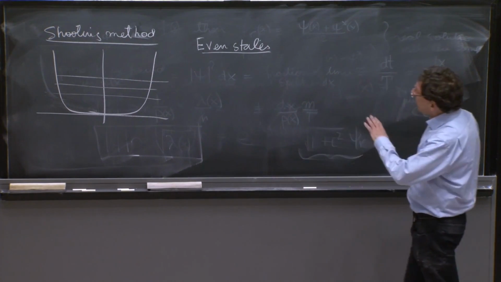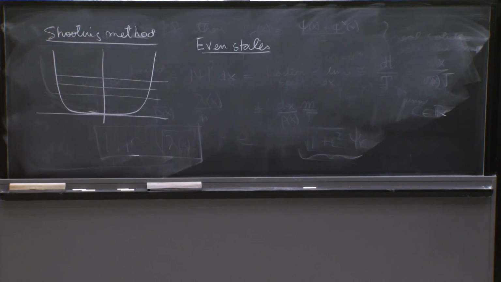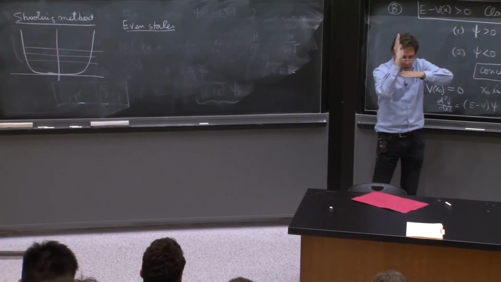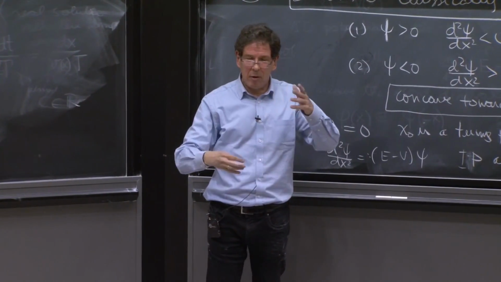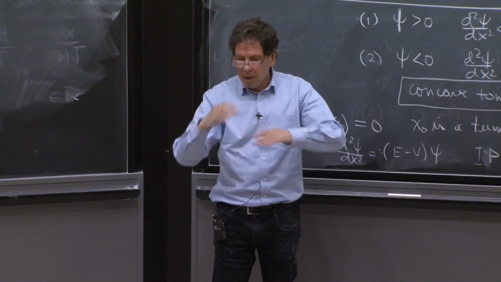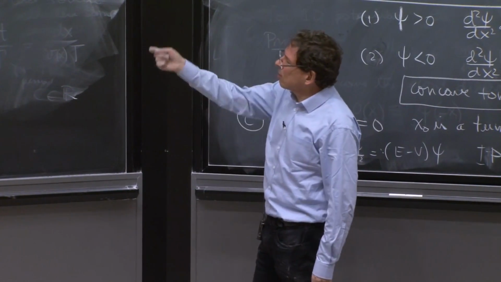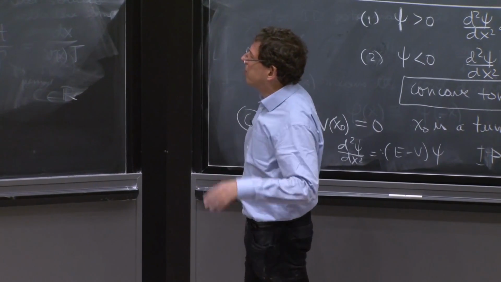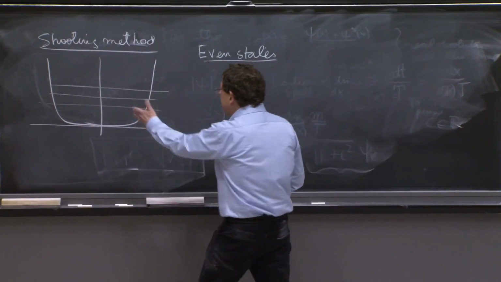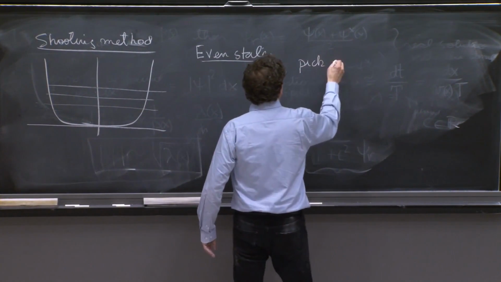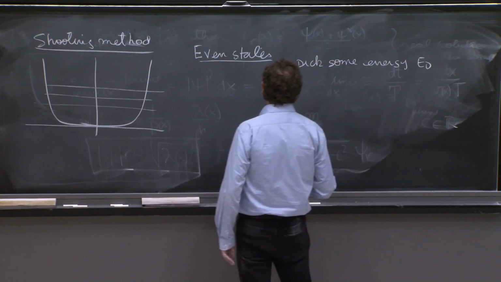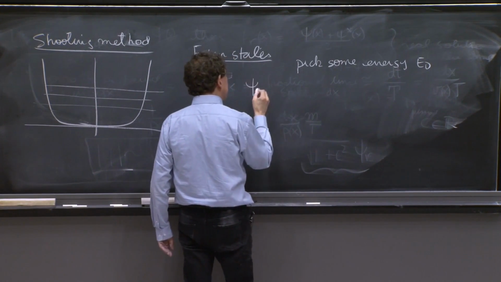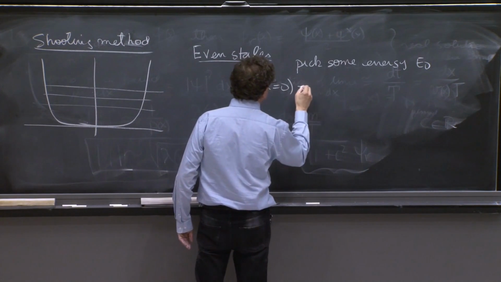Now, you can look for even or odd states if the potential is symmetric. Sometimes the potential will have a wall, in which case you don't have to require a symmetric or asymmetric potential. It's easy to solve as well. But let's consider the case when the potential is symmetric and you look for even states. So what you do is you pick some energy E naught. And then you put some boundary condition. You say that the wave function at x equals 0 is 1.